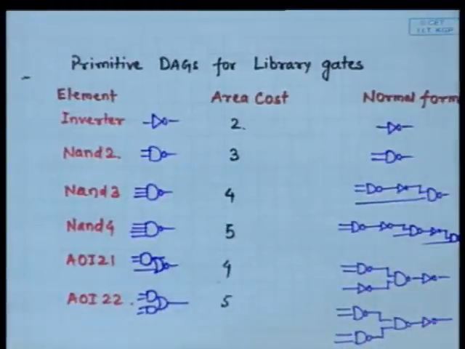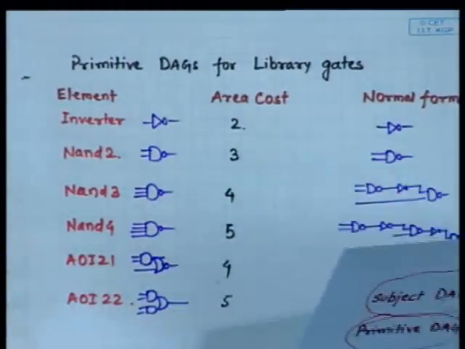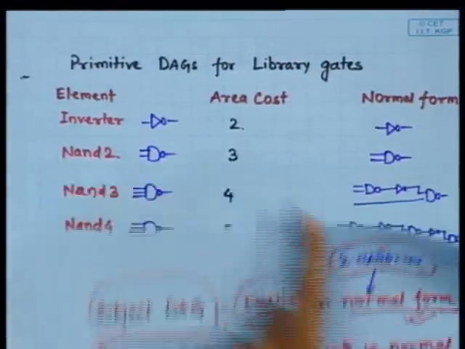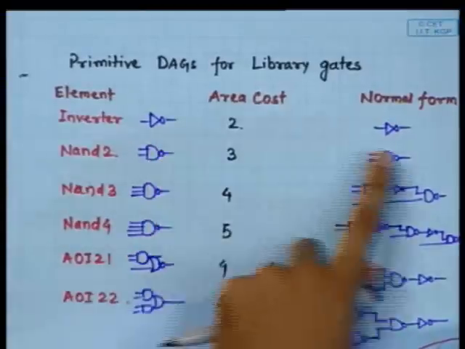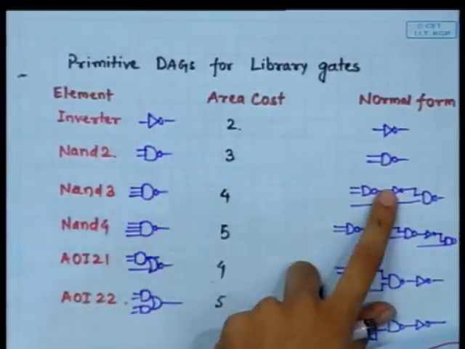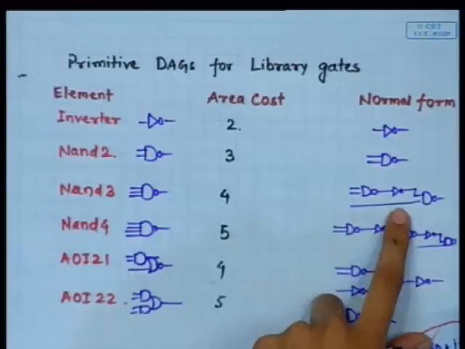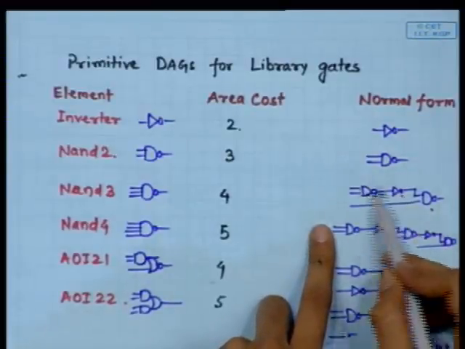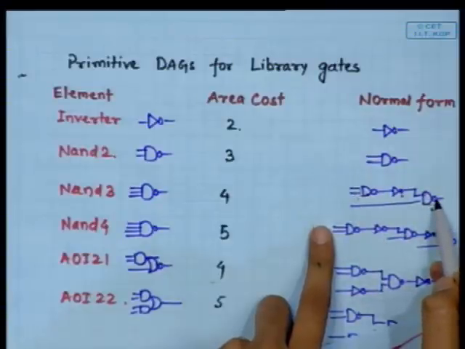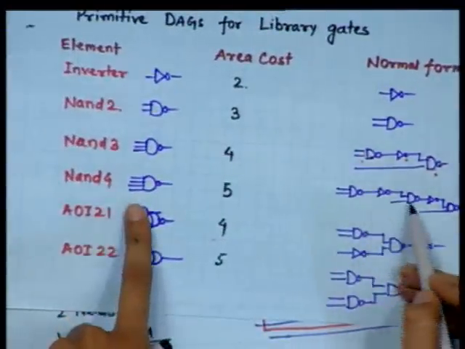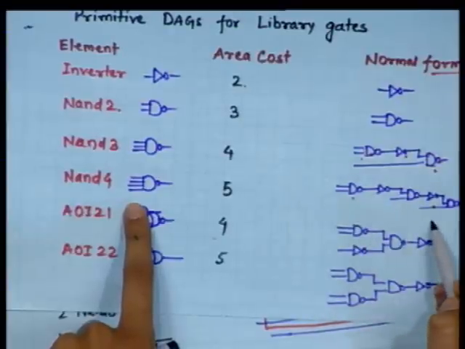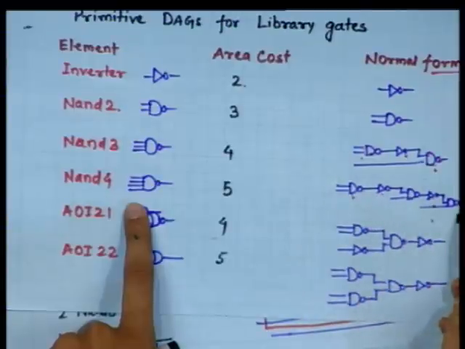Now, in the algorithm, the library gates are converted into normal form. Inverter is inverter, NAND is NAND, and 3-input NAND is converted into normal form like this. NAND inverted means this is actually ANDing, then again ANDing, and then inverted. Similarly, a 4-input NAND is converted to normal form, that is NAND and inverter like this: NAND, inverter, NAND, inverter, NAND.